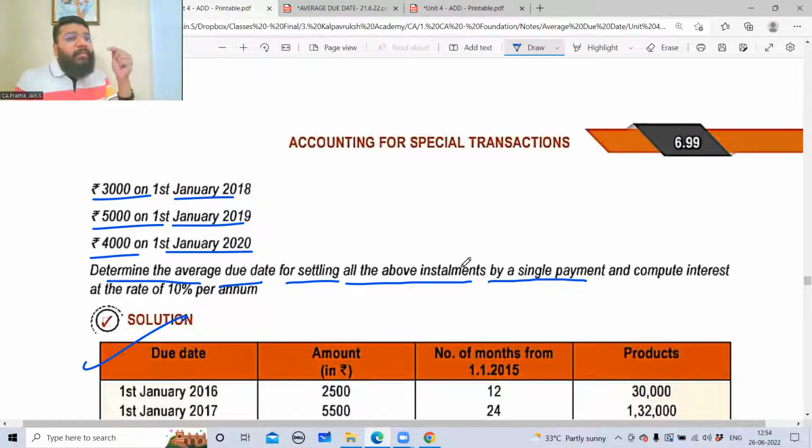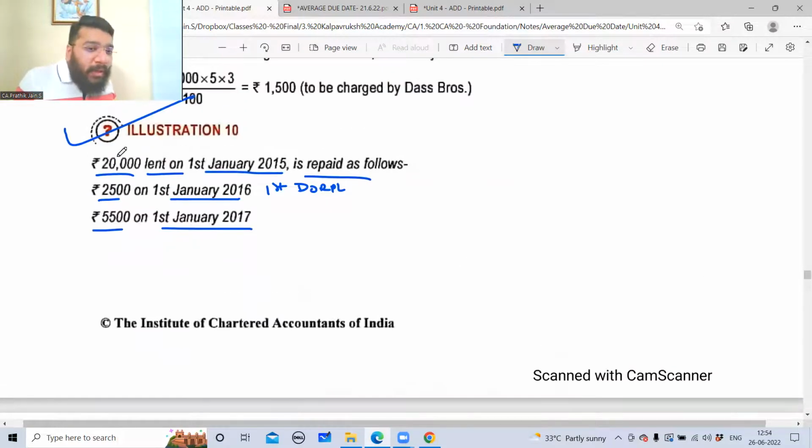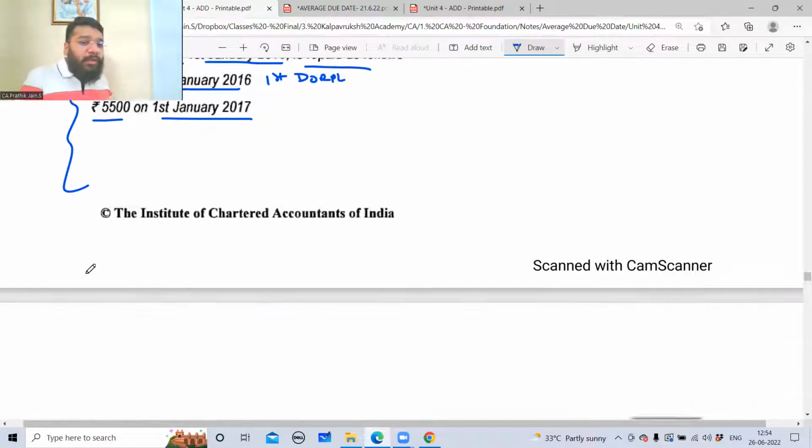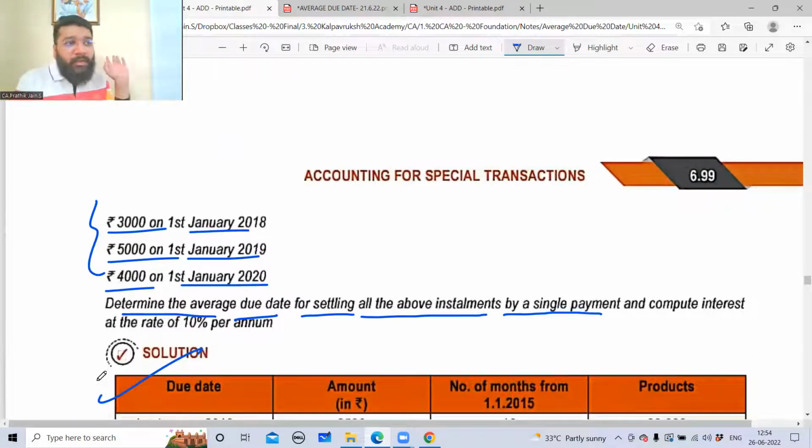So instead of making multiple payments, I want to make this full 20,000 as a single payment in such a way that whatever interest I'm earning for this period, that interest should not be compromised. Why? Because I am lending the money, so I have to get my income. So that income should not be compromised.